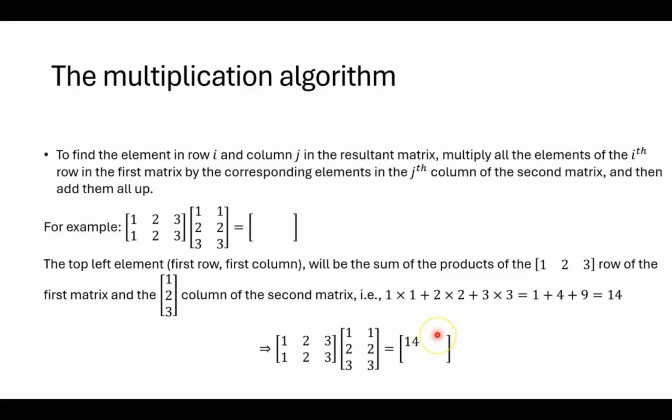And similarly, if you want to work out the element in the first row and the second column in the resultant matrix, you select the first row of the first matrix and the second column of the second matrix, and basically you do the same thing again. It's also 1, 2, 3 times 1, 2, 3. So the result will be 14 again. As you may have noticed, the answer is actually 14 all the way for the 4 elements.